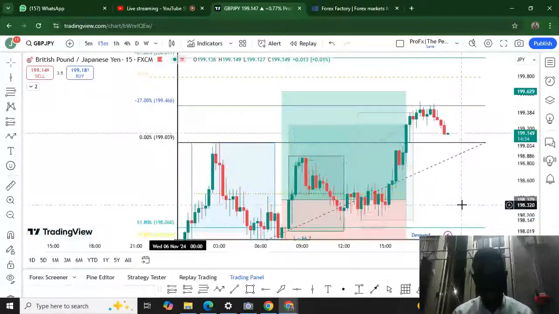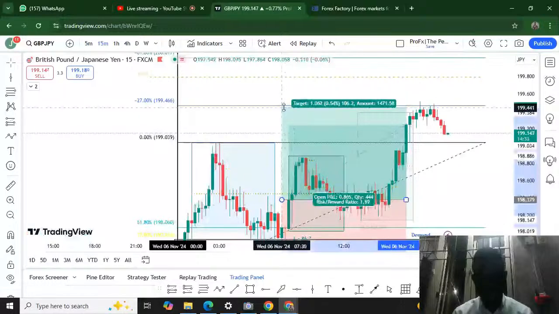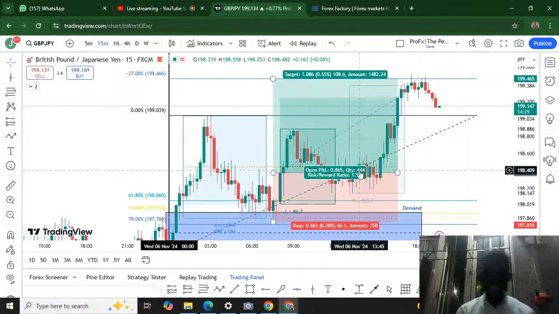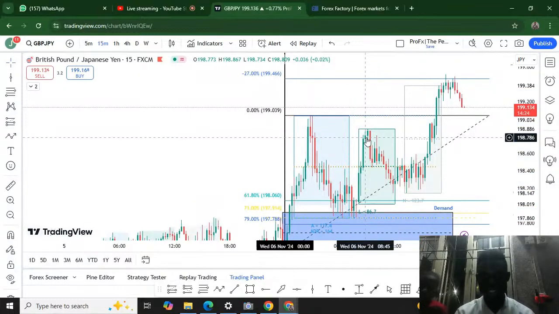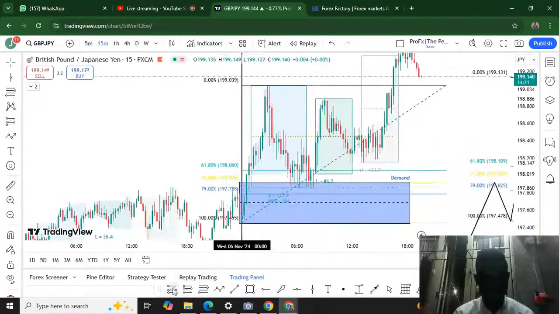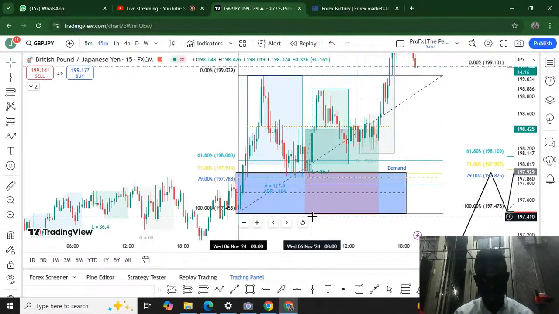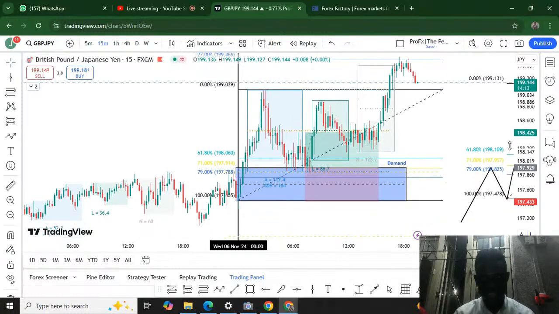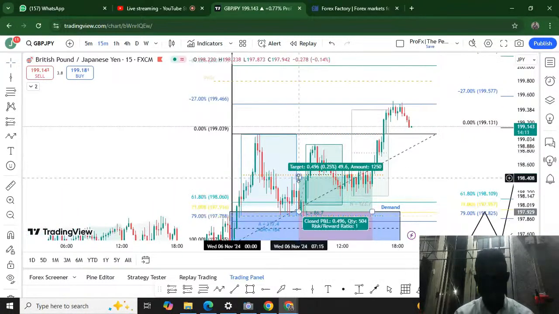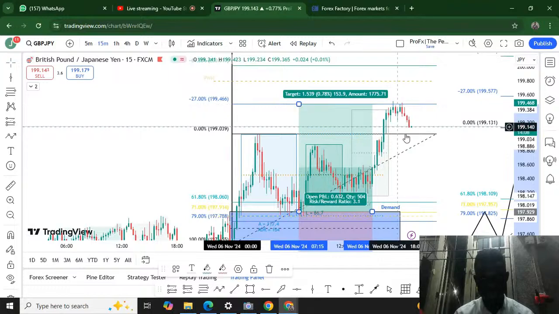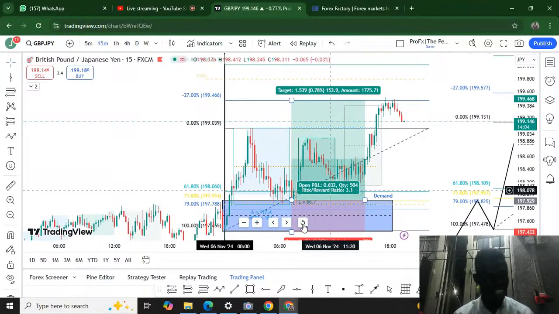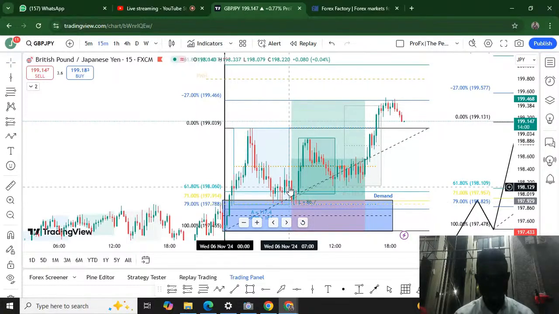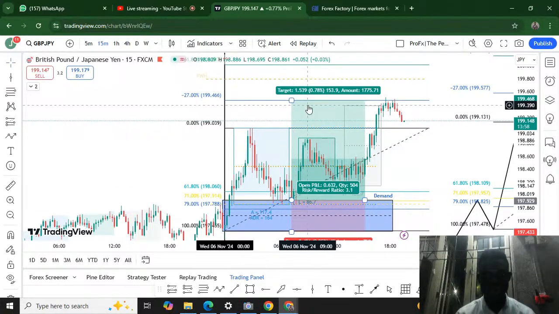So that means our risk to reward is going to be 1 to 1.9. That's why sometimes we like using the buy limits. Now look at what a buy limit will give us as per risk to reward. A buy limit will give us 1 to 3. That means just set your buy limit order at 71%. When it gets there, it triggers, 1 to 3.